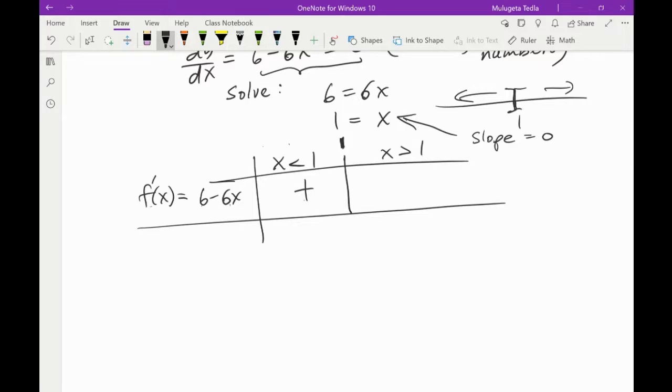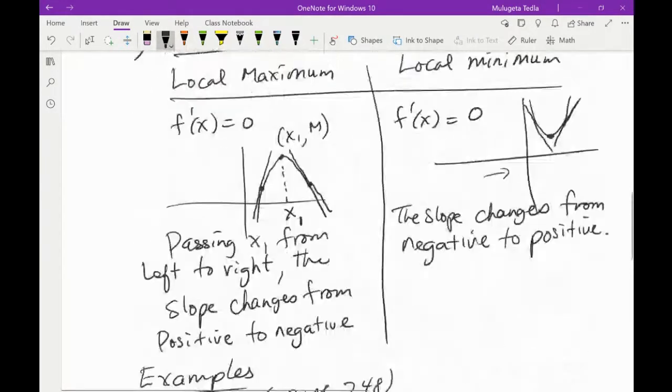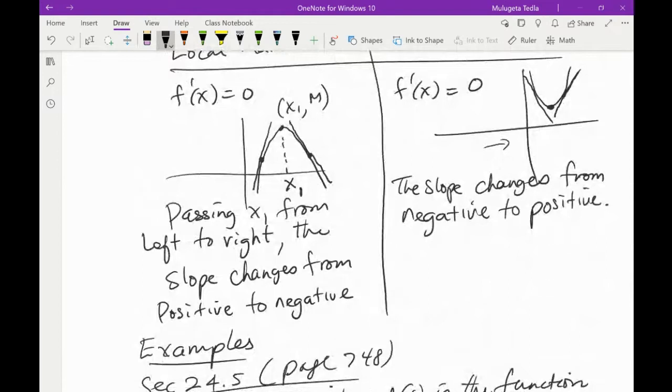What happens if you plug x greater than 1 into the derivative? Let's take 2, because I'm working on the right-hand side. What happens if we plug in 2? Then 6 minus 12 is negative. See? So when passing a critical number from left to right, you get a positive changing into negative. A positive slope changing into a negative slope.